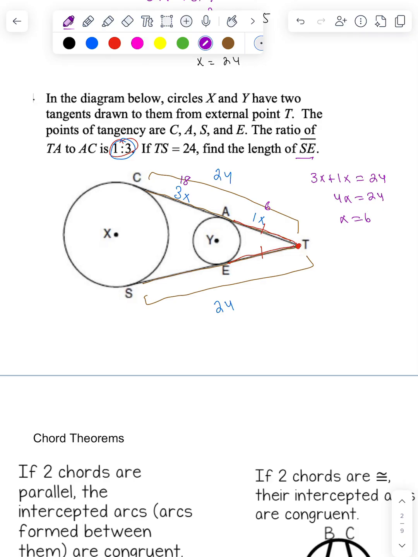And since AT and TE are both tangent to circle Y from point T and are congruent, this is also 6. So that means this also needs to be 18 to make 24. So SE, the length of SE, is 24.